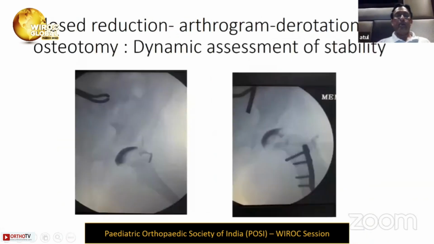This child then underwent closed reduction with dynamic arthrogram to see the congruity of the socket, and then an osteotomy was done to stabilize the hip. So I think this is again a useful technique, to do an arthrogram to gauge the shape of the head and then decide the type of procedure required.